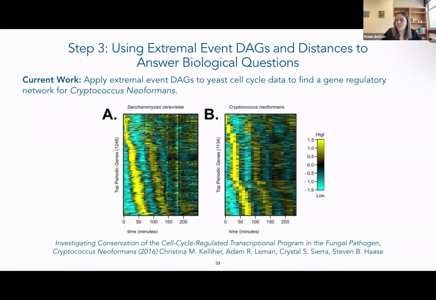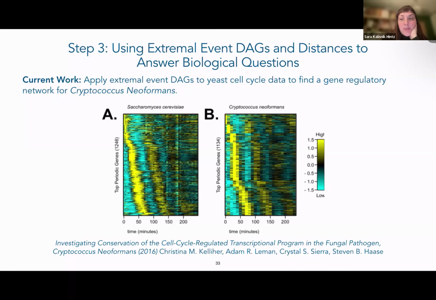Despite evolutionary divergence, though, it's been found that these two budding yeasts have a similar percentage of genes, about 20%, that are periodically expressed during the cell cycle. In particular, genes regulating DNA replication and mitosis exhibited a conserved ordering in both yeasts, suggesting that essential cell cycle processes are conserved in periodicity and timing of expression.